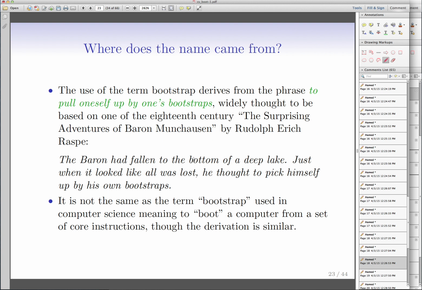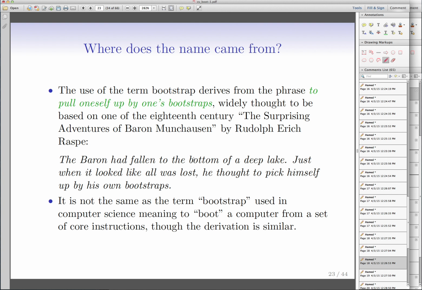The idea behind the bootstrap comes from a story where a baron was stuck at the bottom of a deep lake. He wanted to help himself, and he found there was nothing else he could do, but he used his own bootstraps to get out of the lake.